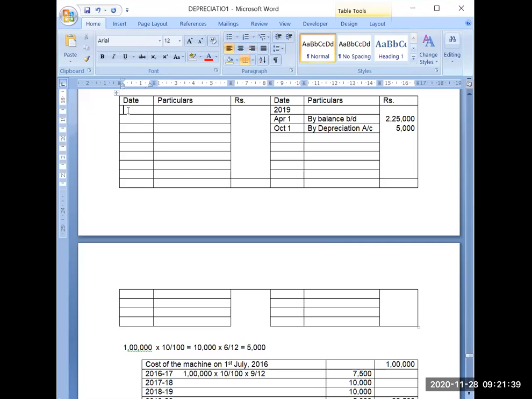Now we will transfer this depreciation to the machinery account, 2019 October 1 to machinery account. So the process is same, concept is same, only the question has been given to you in between of the year. Okay. So now it will be 32,500.